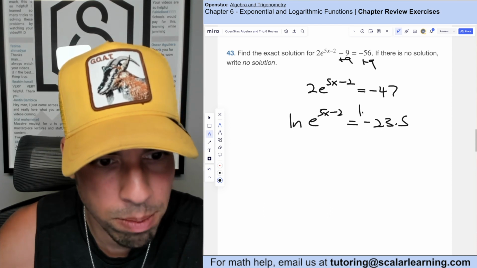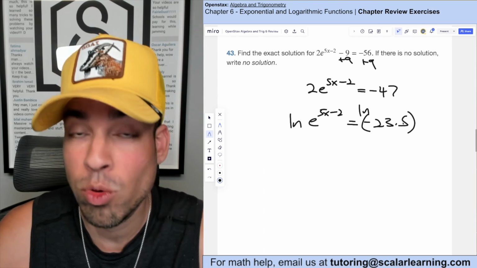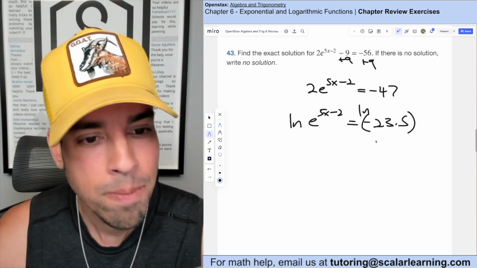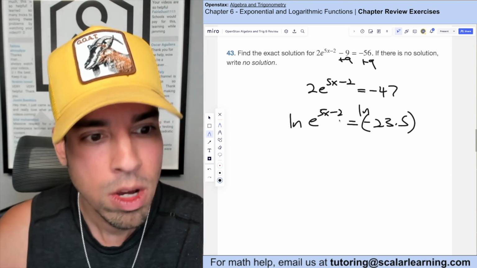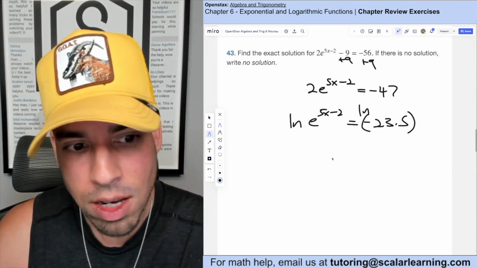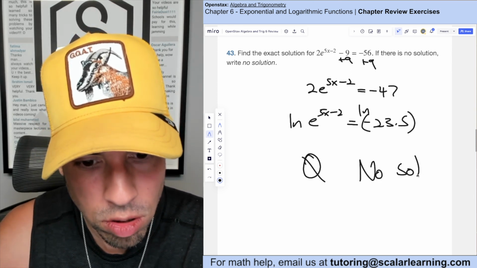Now, at this point, I need to bring this variable down, and we're going to do that by taking the natural log of both sides. But the issue is, in order to solve for x here, we're trying to take a natural log of a negative. That's outside of the domain of a natural log. I can't take negatives. I can't take a log of 0. So I already know this is a no solution situation. There's not going to be a value of x that will satisfy this. So no solution, or we can write it as no solution like this.